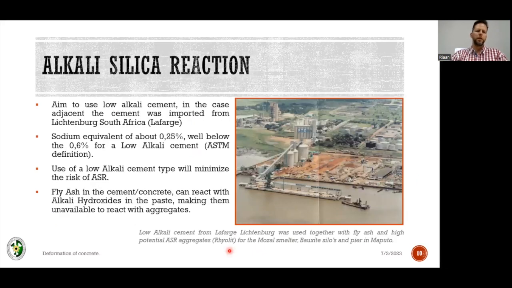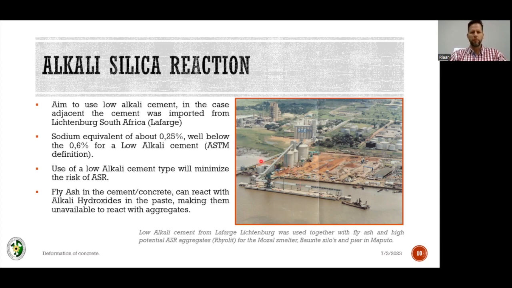So one of the examples I'd like to share: a few years ago, Lafarge embarked on a project, and they supplied low alkali cement to Maputo, where they were to build a structure in the harbor. Firstly, they identified ASR as a possible risk. They tried to look for suitable aggregates, and suitable aggregates they could find, but the aggregates were too far away from the smelter. Eventually, reducing the alkalis became the only option.